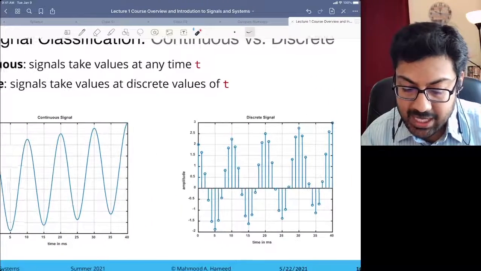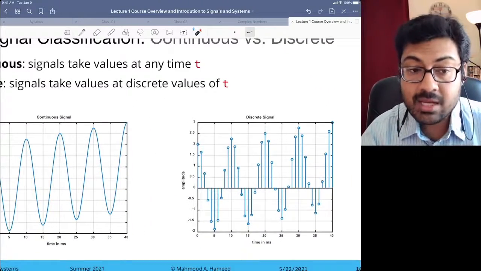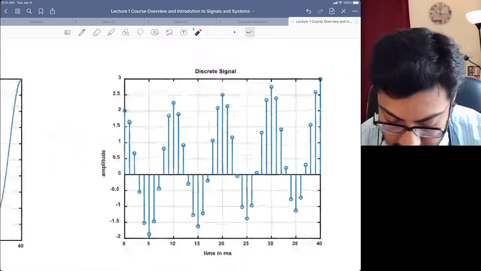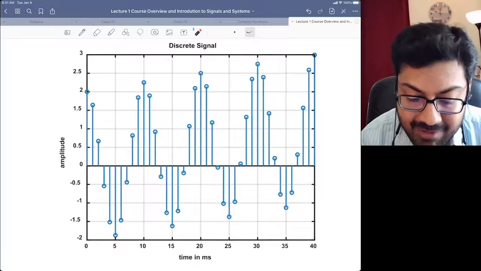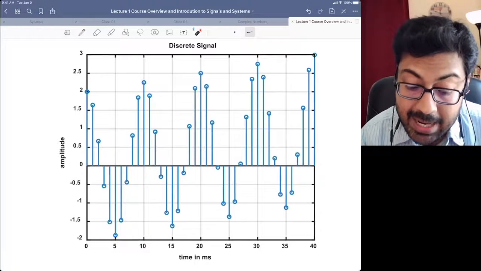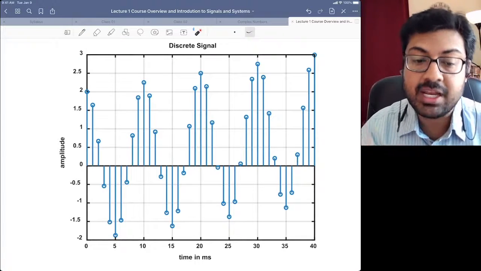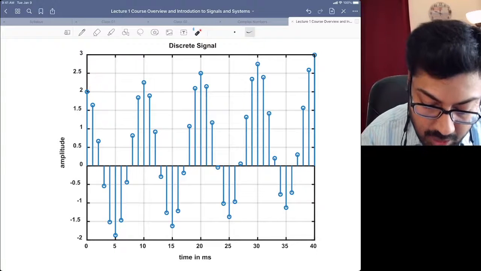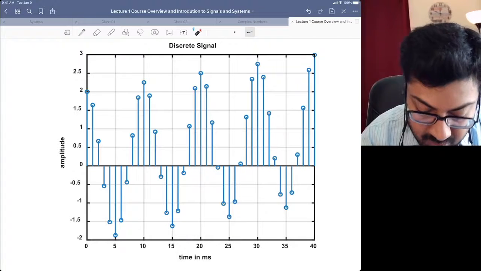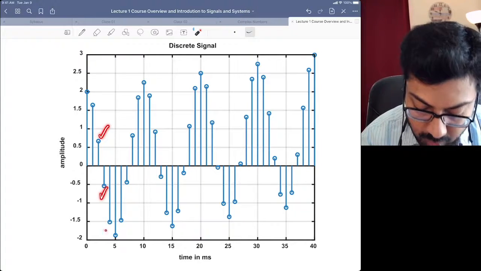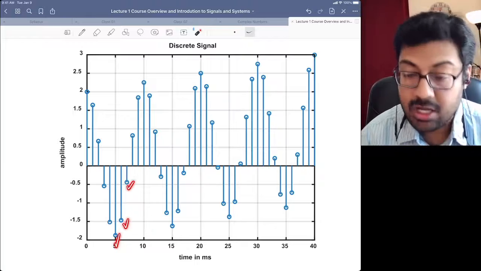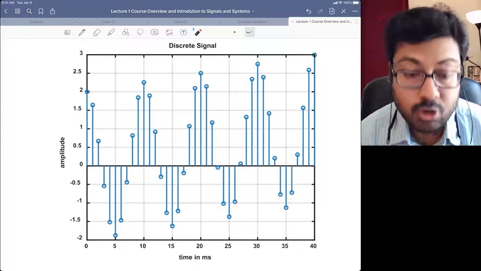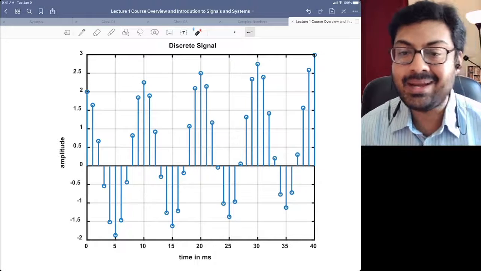Signals take values at any time t. Now if I move to discrete, what do you have? Signals take values at discrete values of time. So they are able to still take any value really, but they are able to take values only at discrete times. So one over here at 0, one over here at maybe 1 second, 2, 3, 4, 5, 6, 7. So every 1 millisecond, there is a value that is being taken. So it has become discrete in time.